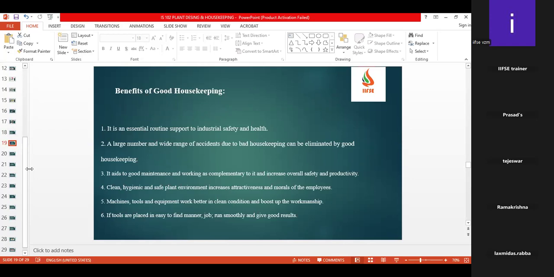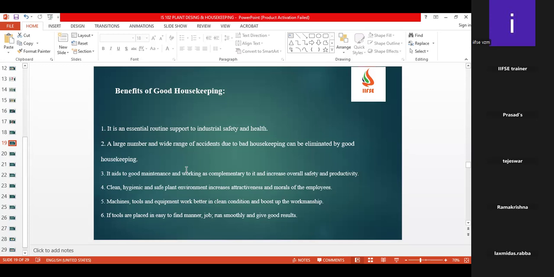Now we'll see the benefits. We know the disadvantages of bad housekeeping, which may lead to accidents, time consumption, productivity loss, and excess inventory. Again, it is a costly affair. When we say benefits, it is an essential routine to support initial safety and health. When we say housekeeping, the first beneficiary is the safety department, so that if the number of incidents is less, their job will be easy.